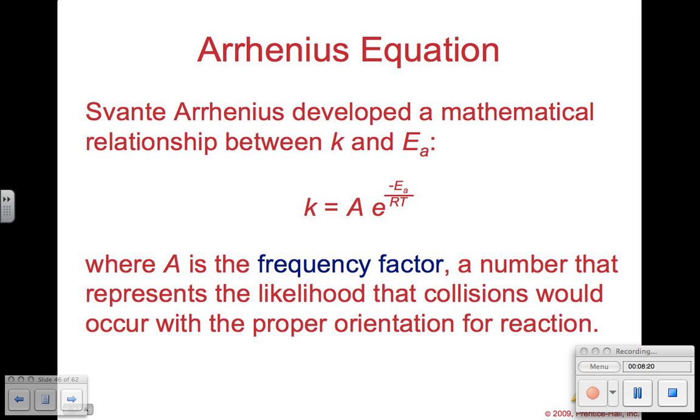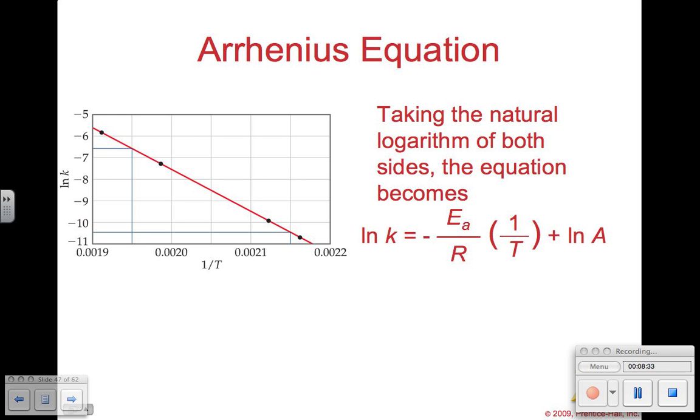And then you have the Arrhenius equation. This is looking at the relationship of k, the reaction rate constant, and the activation energy, how they're related. The factor that relates them is this capital A, which is the frequency factor. It's a number that represents the likelihood that collisions would occur with the proper orientation for a reaction.